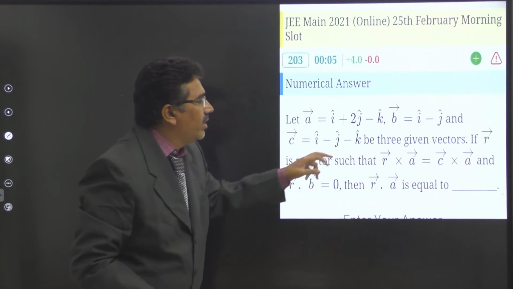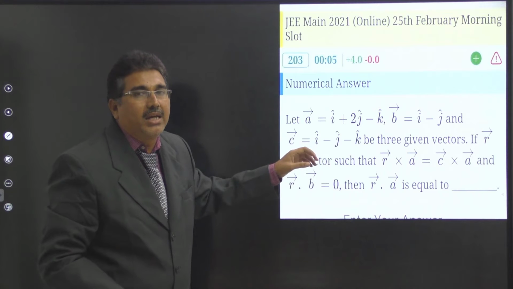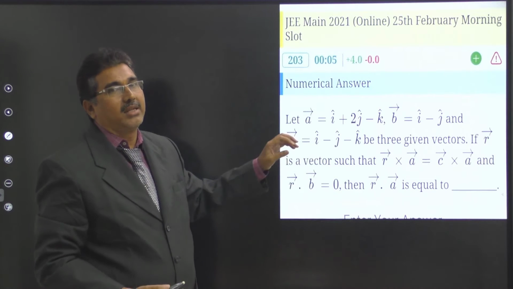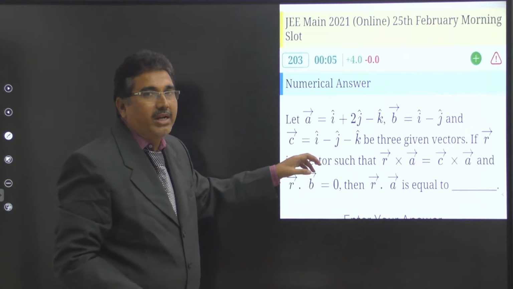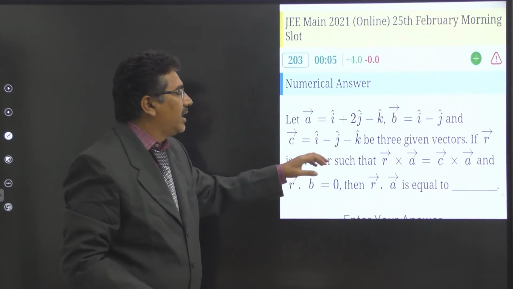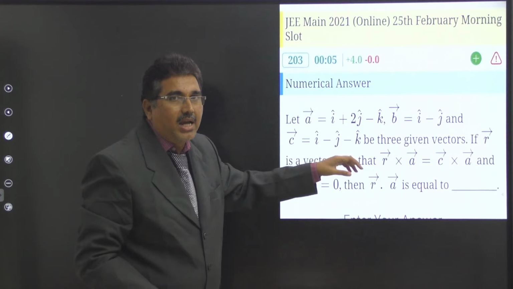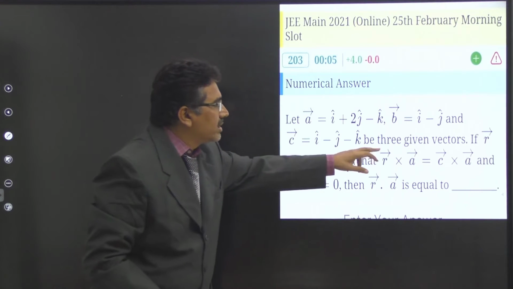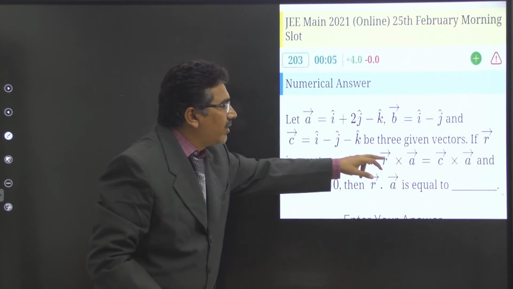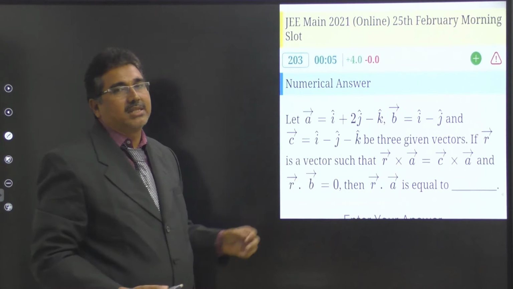From these two equations, first find the vector r bar. After that, find r bar dot a bar. Now see how to solve r bar from these two equations.